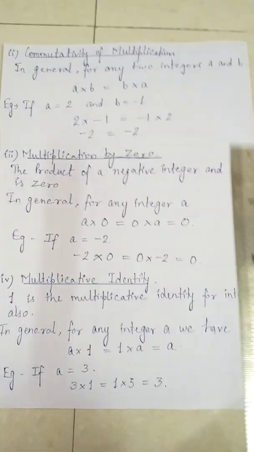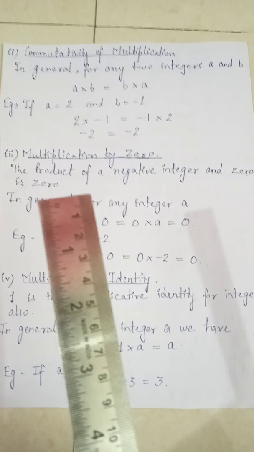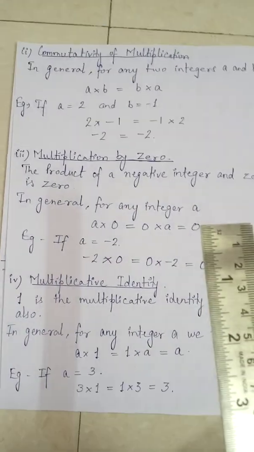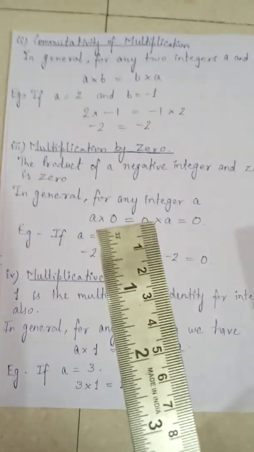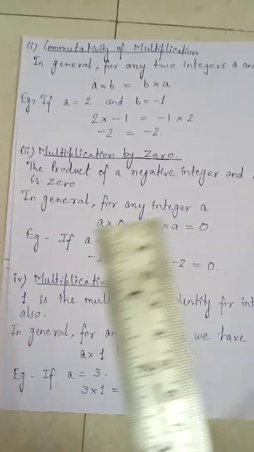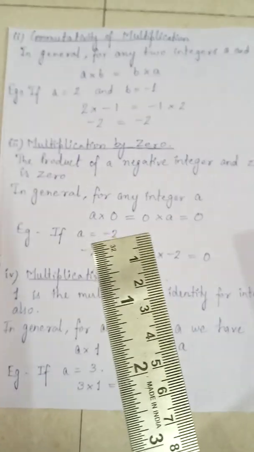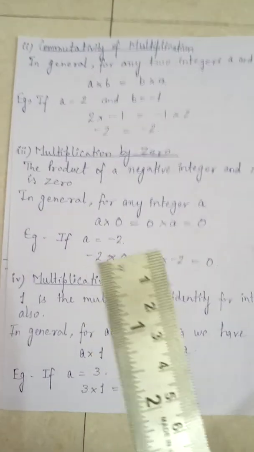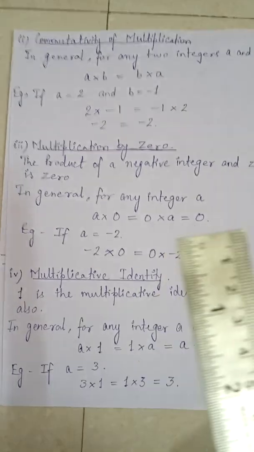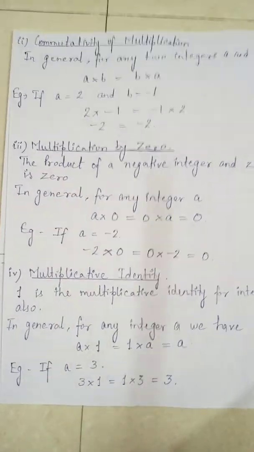The next subheading is multiplication by 0. The product of a negative integer and a 0 is 0. That means when we multiply a negative integer with 0, we get a 0 only. In general, for any integer a, a multiplied by 0 will be equal to 0 multiplied by a, which gives you 0 only. Example, if a is minus 2, that means minus 2 multiplied by 0 will be equal to 0 multiplied by minus 2 will be equal to 0.